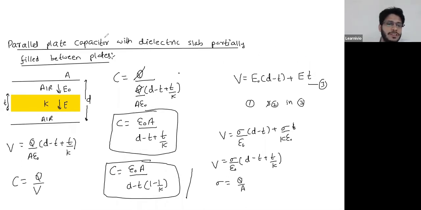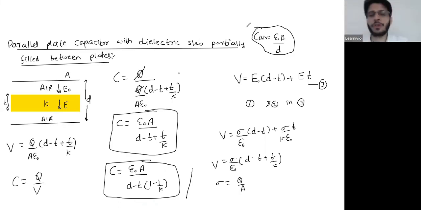Joanna, can you compare this capacitance with that of a parallel plate capacitor having air? This is epsilon naught A by D. When the medium between the plates of the capacitor is air, then the capacitance is epsilon naught A by D. Can you compare this result with C air? Is this C greater than C air, less than C air, or equal to C air? Joanna? C air is more, okay.